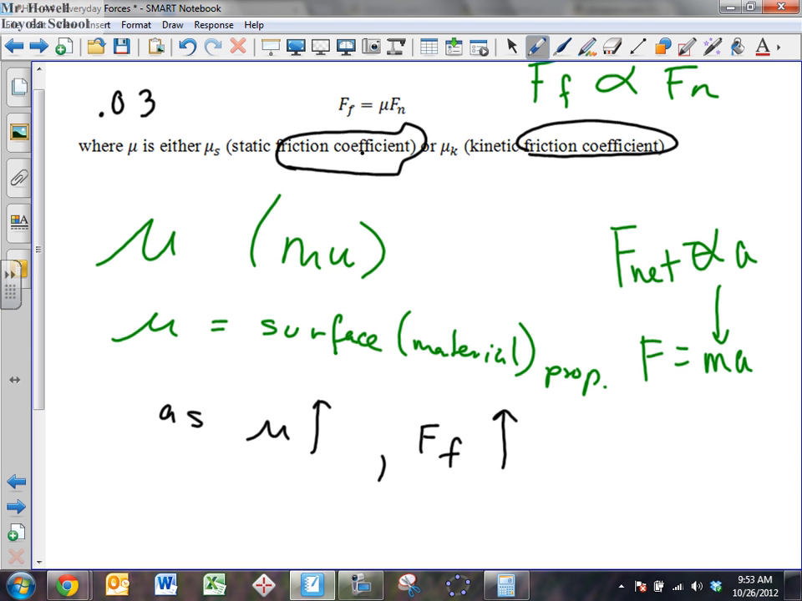0.03 to numbers like 1.5. Teflon on Teflon is 0.04. There are things that are better than Teflon, but for the most part, that's the best example for you. So they'll range from these values all the way up to like 1.5. Okay? 1.5 would be like rubber on dry concrete. Rubber across dry concrete. That'd be pretty tough to move.